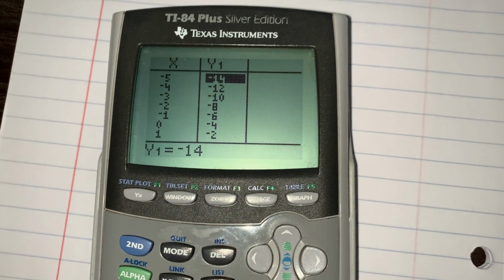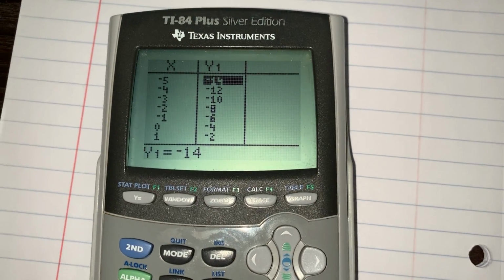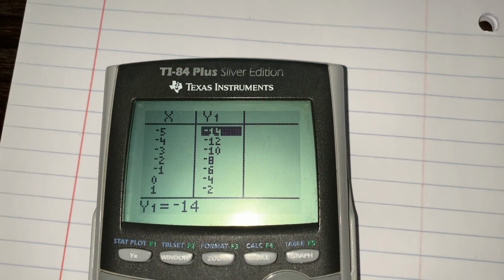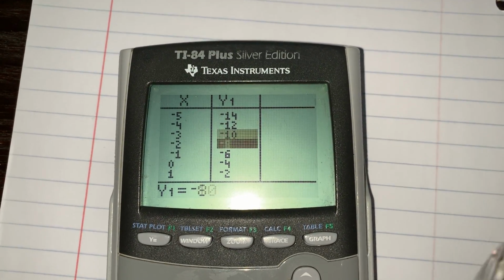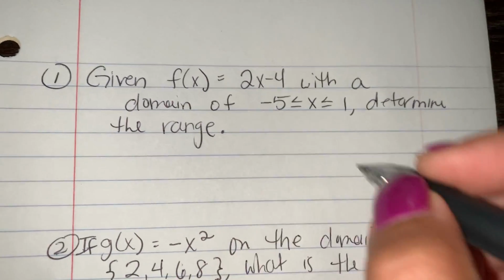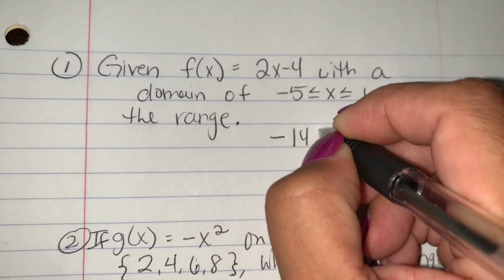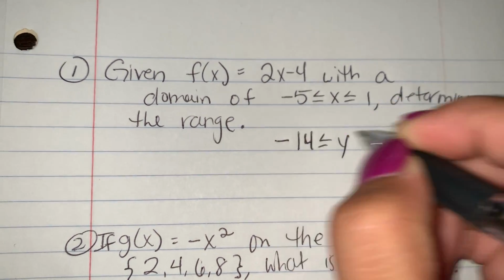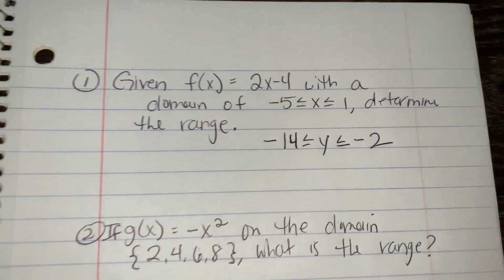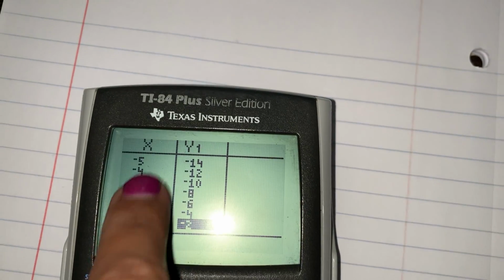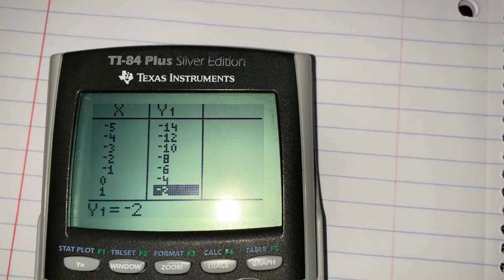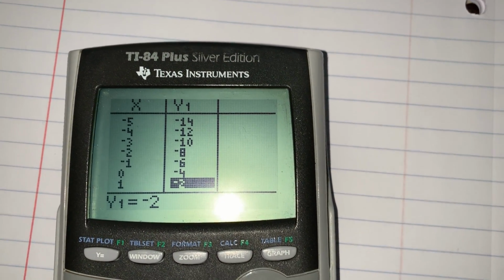So we can see that the first range value that matches up with -5 is -14. And then we have to go up to 1, which is actually fortunately right here on our screen, and goes to -2. So that means that our range is -14 is less than or equal to y is less than or equal to -2. So all we had to do was find the values of our domain under the x, and then match up the y values with it.